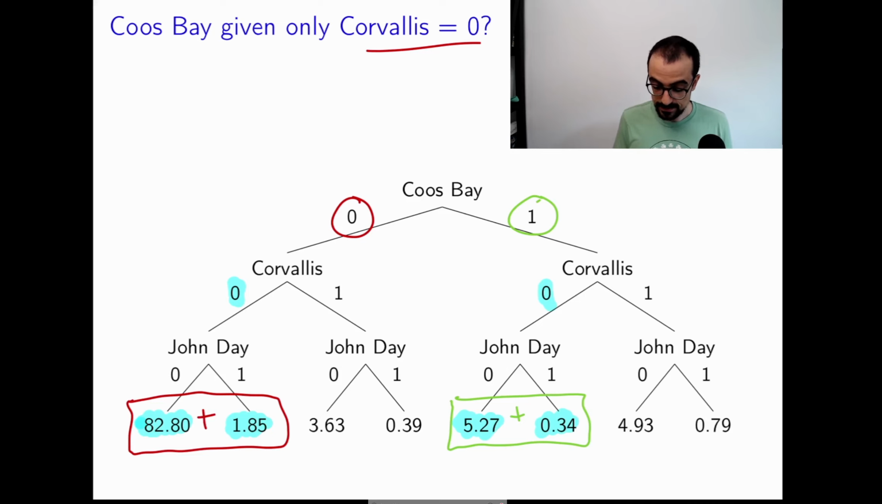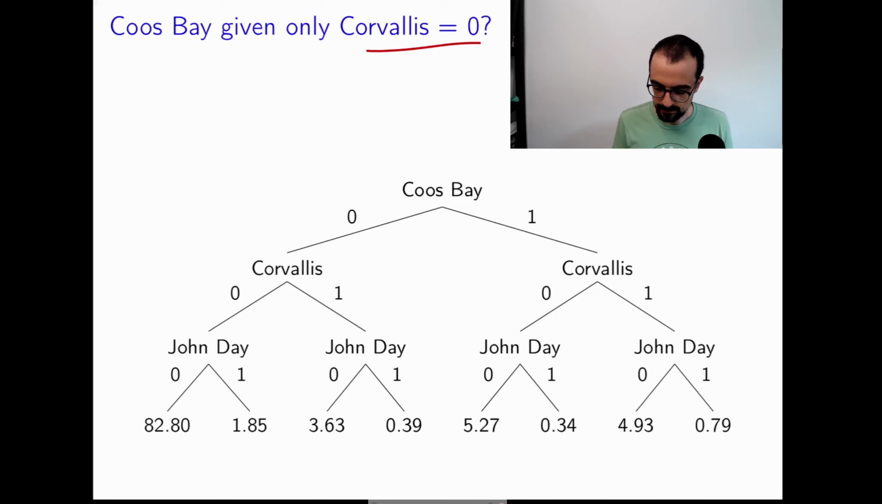Now, we could repeat this for Corvallis equals 1. I'm repeating this because I think this one is a little bit trickier. So let's just go through it very quickly. What if Corvallis is equal to 1? Then what we would do is fix Corvallis equal to 1.